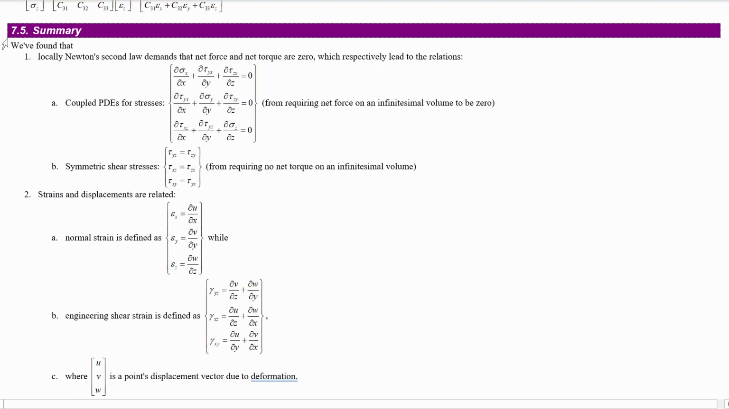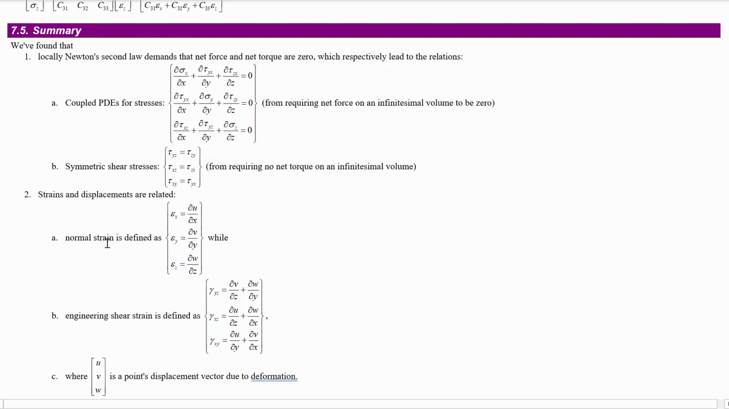To summarize all of this stuff that we've been deriving, we found that locally Newton's second law, the net force being 0 and net torque being 0 for a material in static equilibrium, leads to coupled partial differential equations for the normal and shear stresses. Requiring net force on an infinitesimal volume to be 0 is what led to this one, and symmetric shear stresses came from requiring no net torque on an infinitesimal volume.